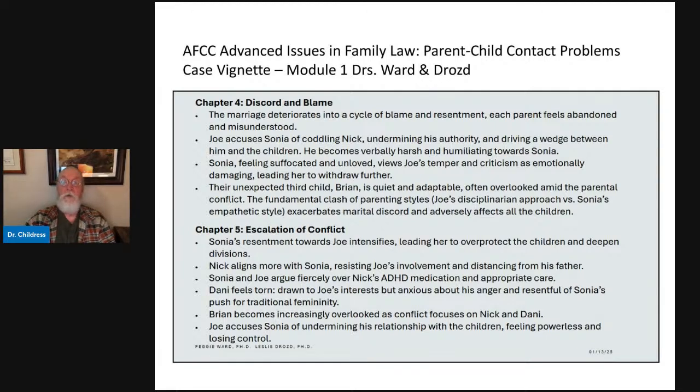Their unexpected third child, Brian, is quiet and adaptable, often overlooked amid the parental conflict. The fundamental clash of parenting styles, Joe's disciplinarian approach versus Sonia's empathic style, exacerbates the marital discord and adversely affects all the children.